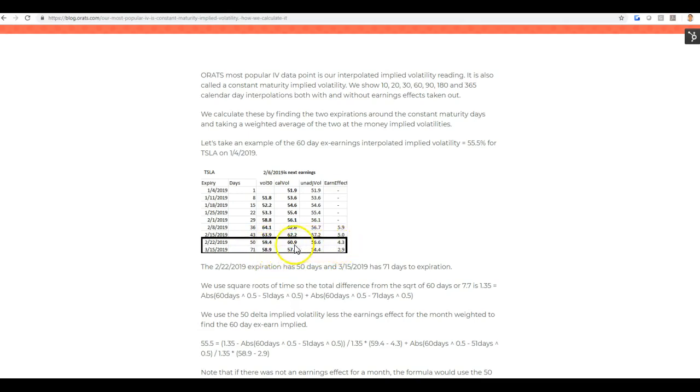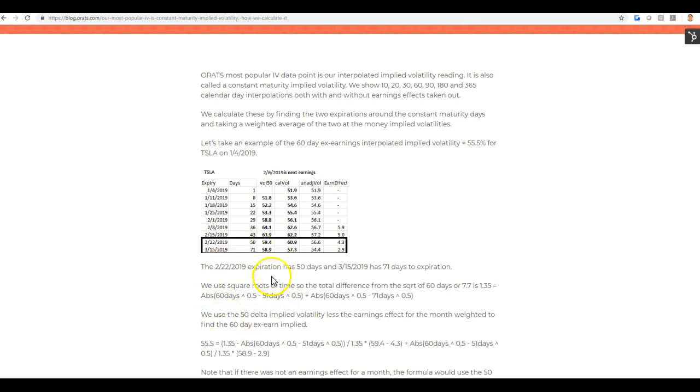But also what we do is we take out the earnings effect. So we would say 59.4 as the actual volatility of the February expiration, minus what we calculate as an earnings effect, or the amount of the implied volatility that is attributable to the earnings. It's kind of interesting to see, earnings is in early February. February 1st is a 58 vol, and it jumps way up to a 64 vol. Well, that's a big earnings effect, and that's what we attempt to isolate at ORATS. And again, for this interpolated ex-earnings volatility, we try to take that out of those months.